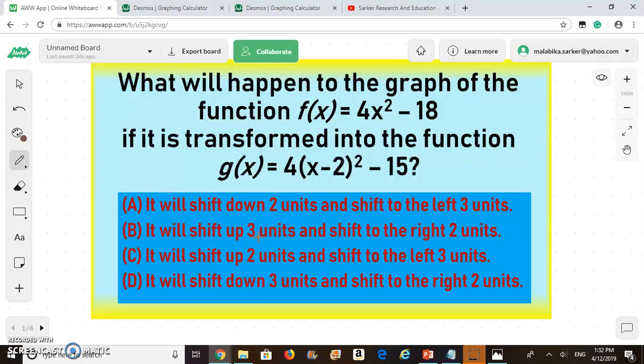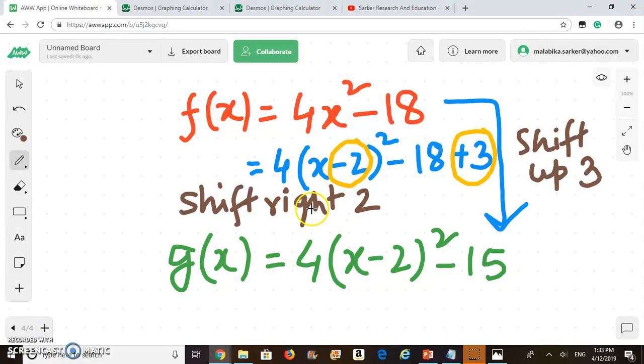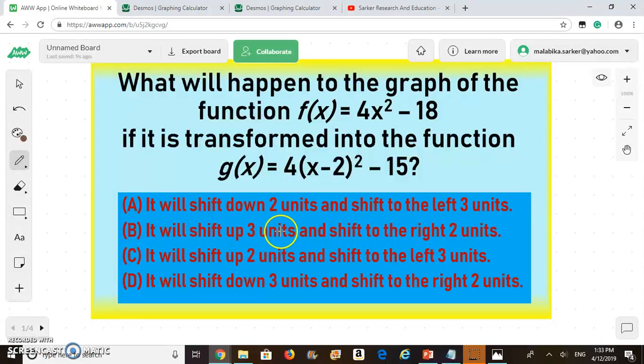But we will also have to see if it matches with the other thing, which was shifting right by 2 units. So it will shift up 3 units and shift to the right 2 units. So I will go for B. Let me just show you again. Shift up 3 units and shift right 2 units. Shift right 2 units and shift up 3 units. They have given this first, shift up 3 units and shift right 2 units. So this is confirmed that it will shift up 3 units and shift to the right 2 units. So B is the right answer choice.